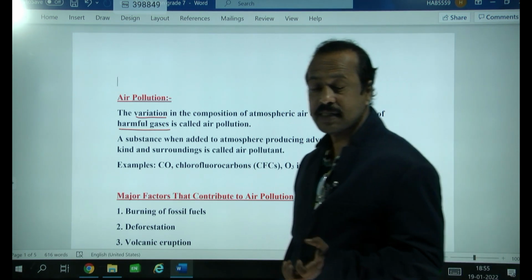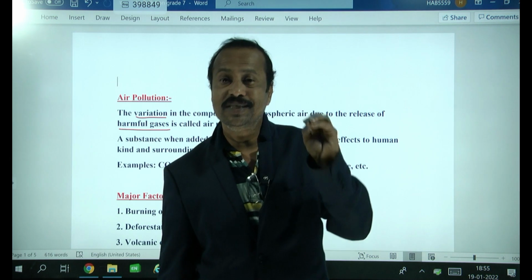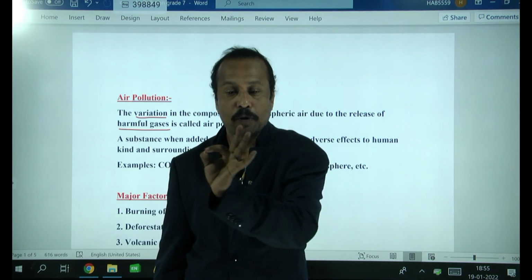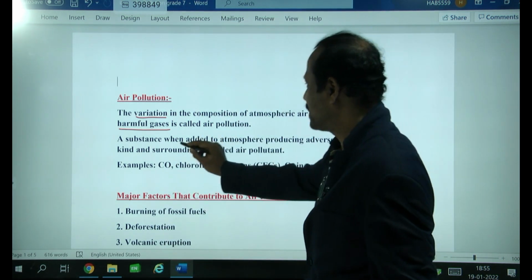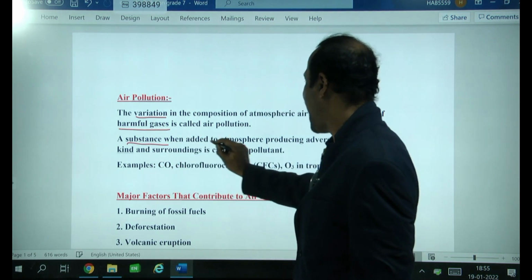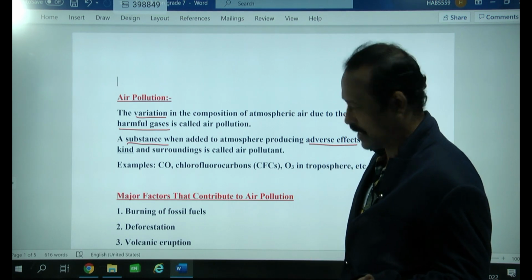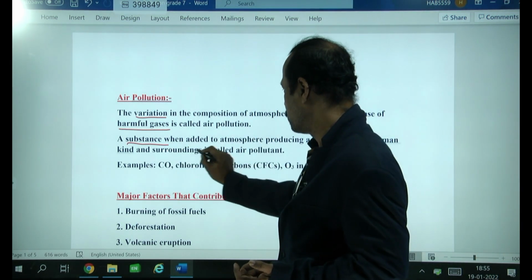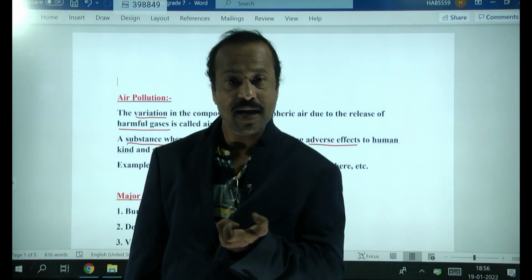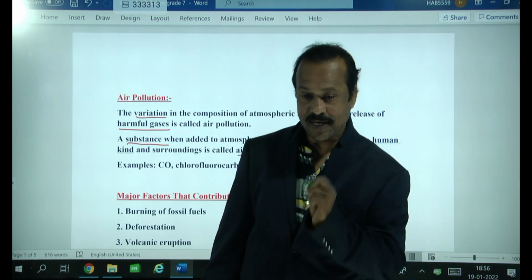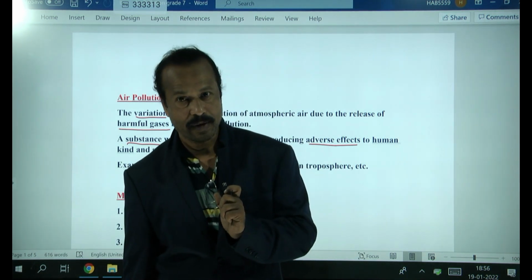Yes, sir. And the substance or particles which cause air pollution are called air pollutants. What are they called? Air pollutants. So a substance which, when added to the atmosphere, produces adverse effects, meaning harmful effects, to humankind and surroundings, is called an air pollutant. Which is polluting the air, making the air harmful. Such substances are called air pollutants. Is this clear to you? Yes, sir.